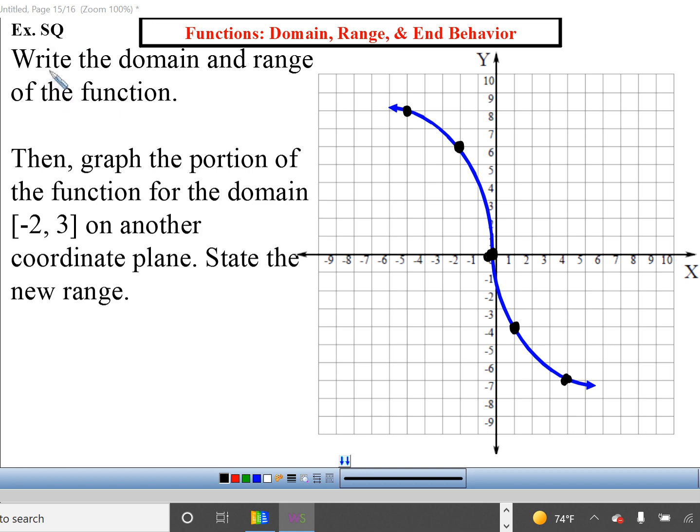Here goes the instructions again. Example supercube reads, write the domain and range of the function. So they give us the function already graphed. We just need to figure out the domain and range. Okay. But then the second part reads, then graph the portion of the function for the domain negative 2, 3 on another coordinate plane and state the new range. We'll get to that in a little bit. Let's first focus on this one for domain and range.